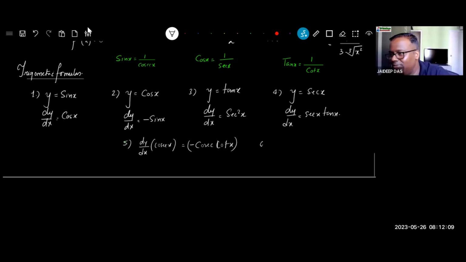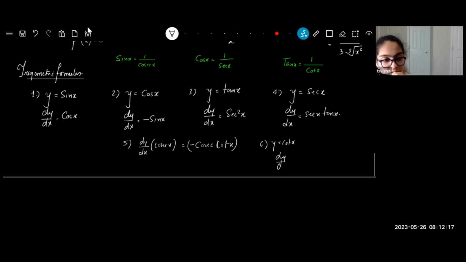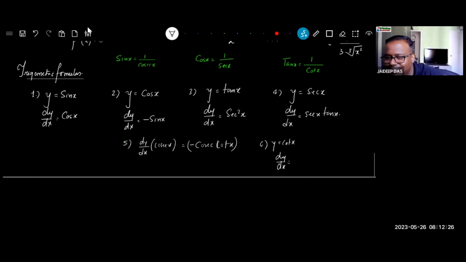Now, the last one, y equal to cot x. When you look at tan x, its derivative is sec square x. So when you look at cot x, you try to put your common sense. If tan was sec, then cot, which is the reciprocal of tan, should be like sec is the reciprocal of cos. So this will be the reciprocal of sine: cosec square x.